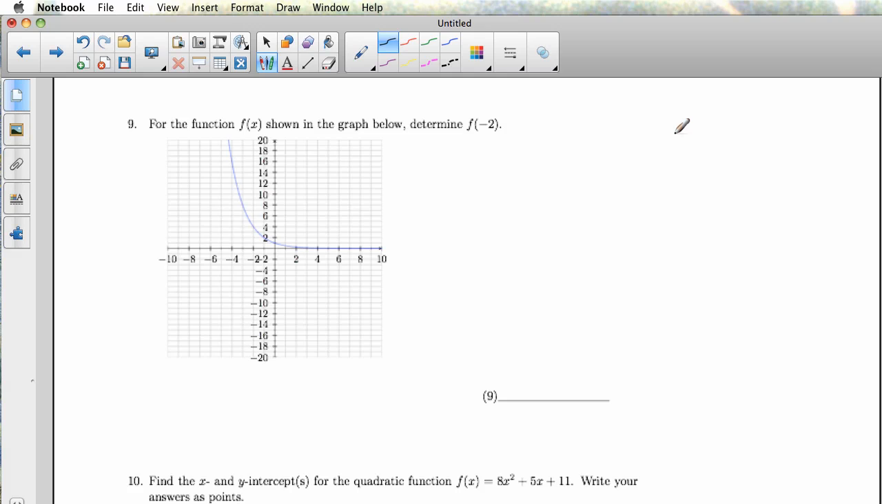Here's another graphical problem. They're saying determine f of -2. So remember, this number that goes in is the x-coordinate. This is consistent, so the x-coordinate is the number that goes in. The number that comes out is the y-coordinate. So this question is just saying if the x-coordinate is -2, what's the y-coordinate?